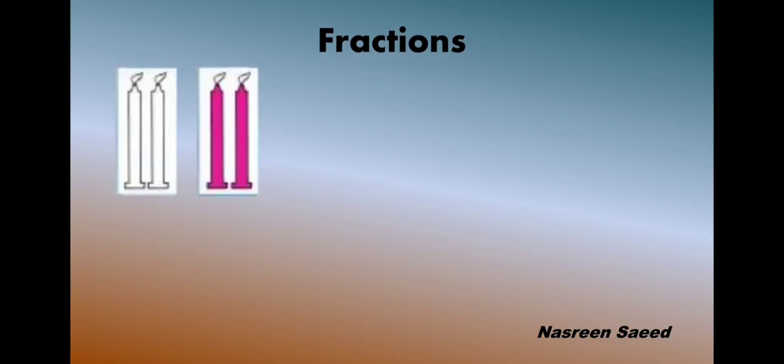Now let us see the sets. In this set, if you see in this picture, there is a set of 4 candles. It has been divided into 2 equal parts and one part has been colored. That is, half a part has been colored. So this shows that half of 4 is 2. How I came to know half of 4 is 2? So the 4 candles are divided into 2 sets and half is colored, मतलब आधा colored किया, that is 2.